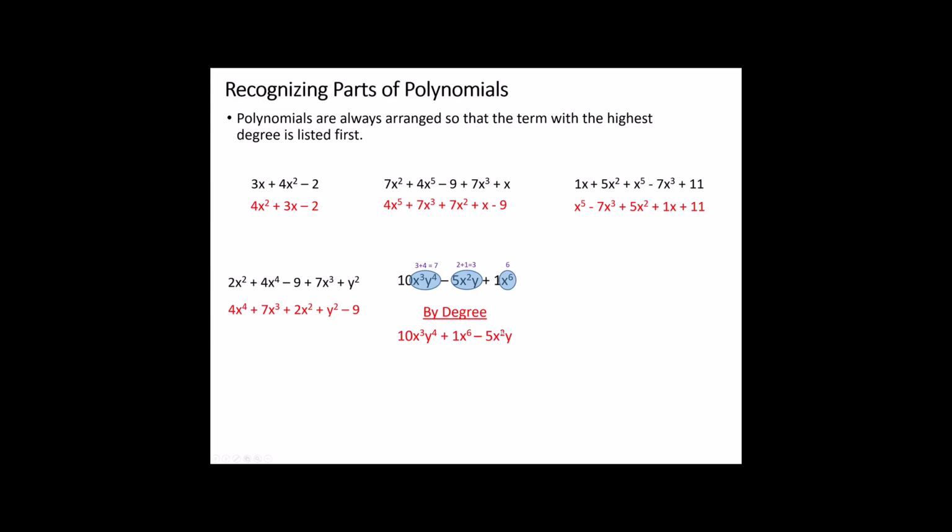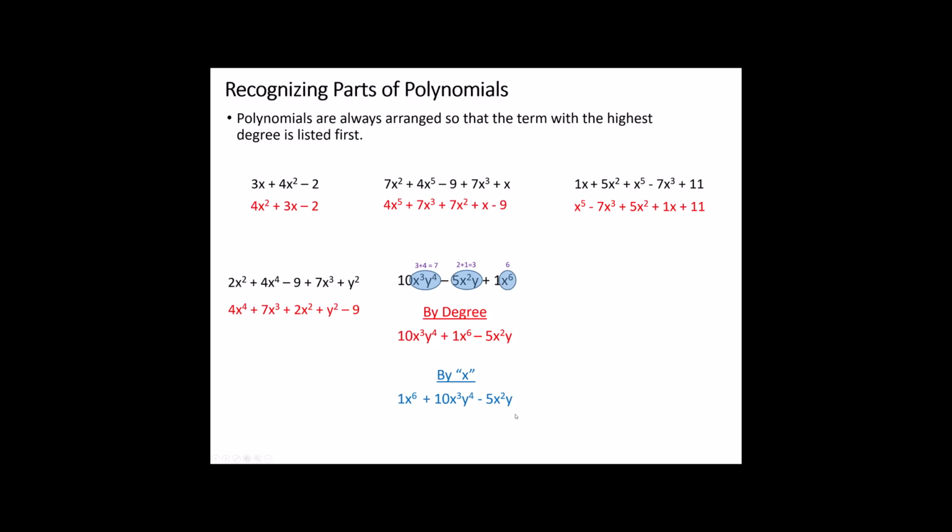Now, there are occasions where we want to write these not just in standard form, but to emphasize a particular variable. For example, you could be asked to arrange this in order by x. If that was the way the question was asked, you would not list this in the same order. Looking just at the x's, x to the 6th is the highest degree x, followed by x to the 3rd, followed by x squared. If you're asked to arrange these by x, you would write 1x to the 6th plus 10x cubed y to the 4th minus 5x squared y.